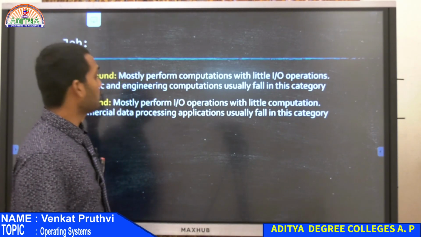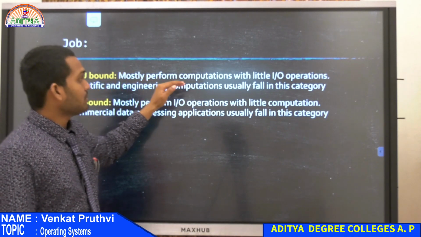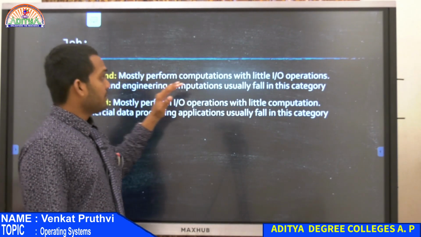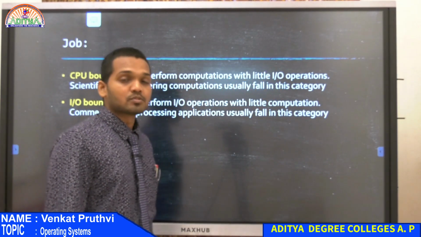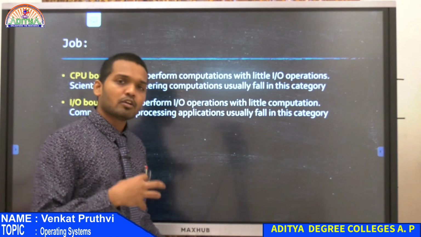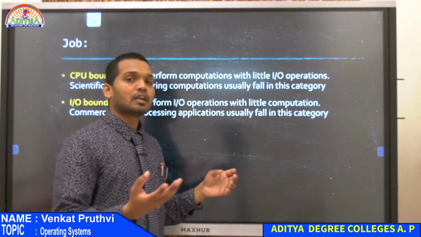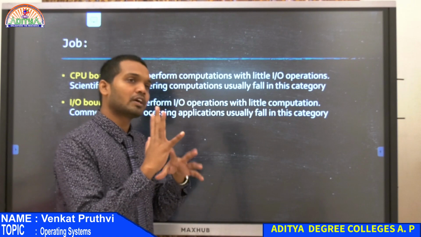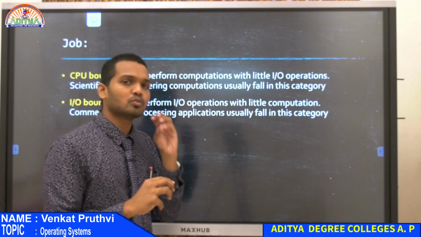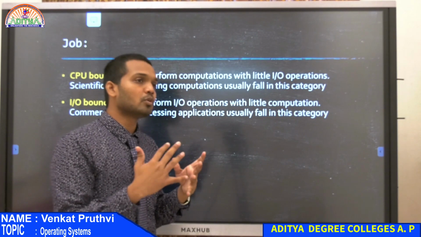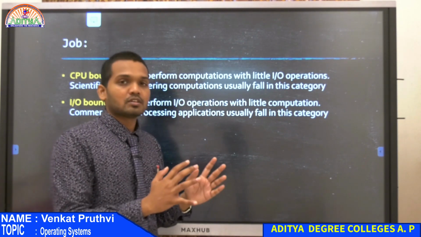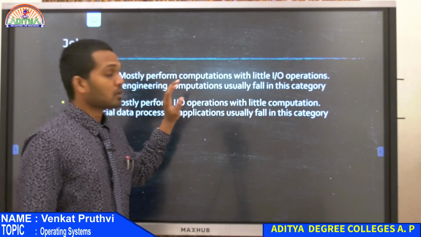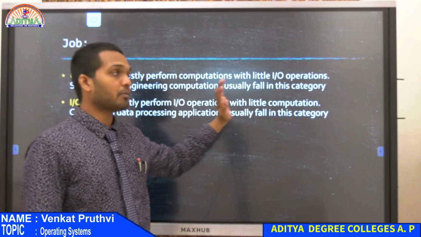The reason is, what does CPU bound mean? Mostly perform computations with little input output operations. First, we will see this line. What does it mean? That means there are very few inputs or outputs that are happening with the computer system. Whatever is the input that is given to the CPU, it is working on that continuously, and very few inputs or outputs are happening. Most of the time is spent on the processes completing inside the processor. That is meant by very few or little input output operations.